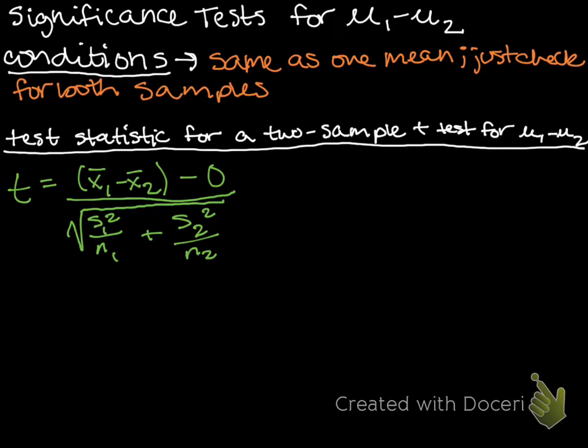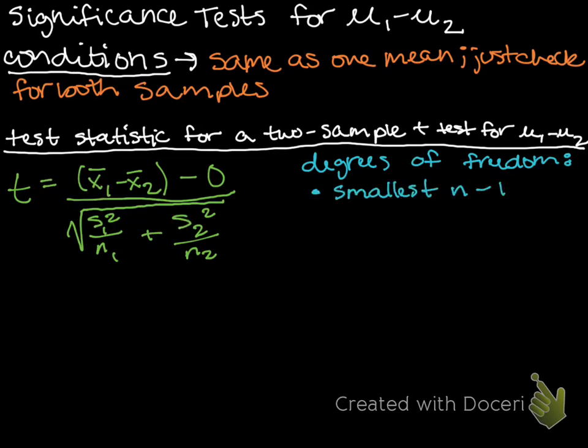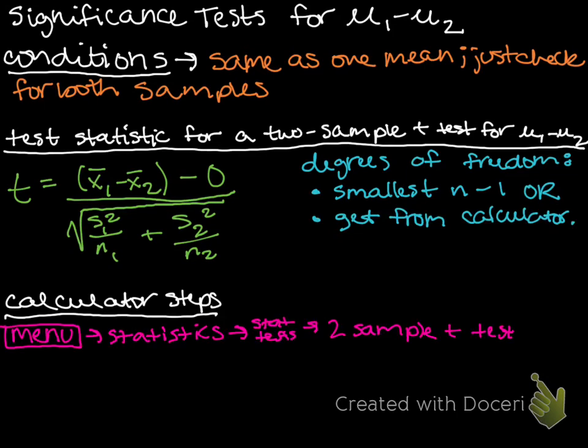All right, for degrees of freedom, there are 2 ways to define them. If you're going to do the test statistic by hand, using this formula for t, then to get your degrees of freedom, you do the smallest n minus 1. If you're going to go the smart route and use the calculator, then you get the degrees of freedom from the calculator. Okay, calculator steps. Here we go. Menu, statistics, stat test, 2 sample t-test. Again, choose no for pooled.